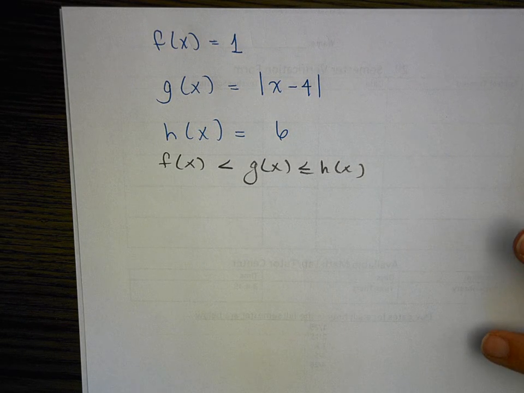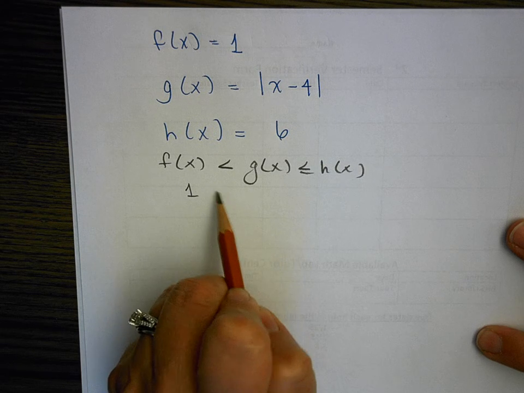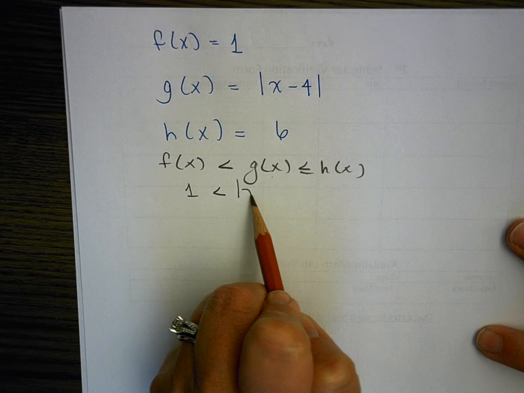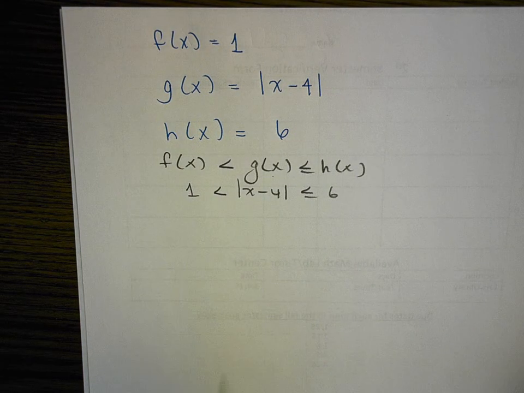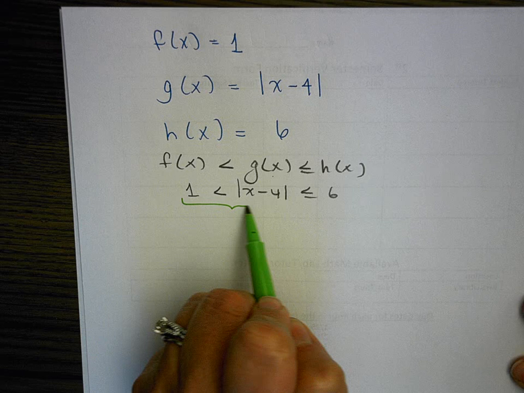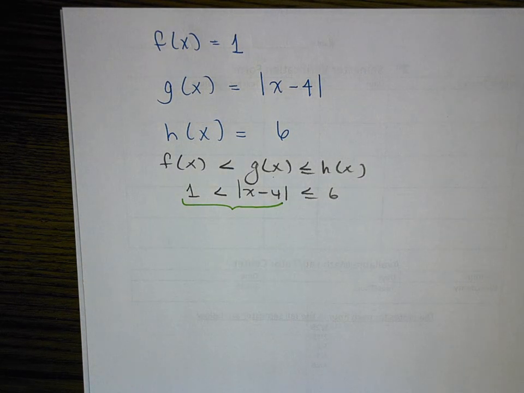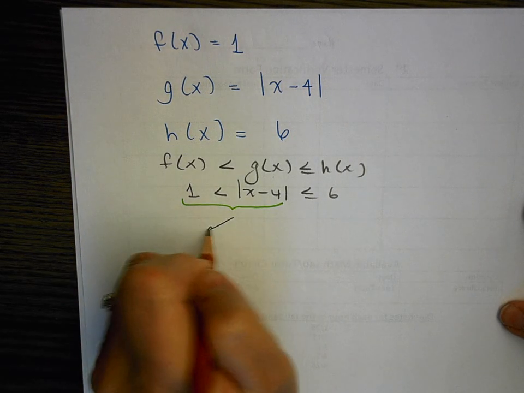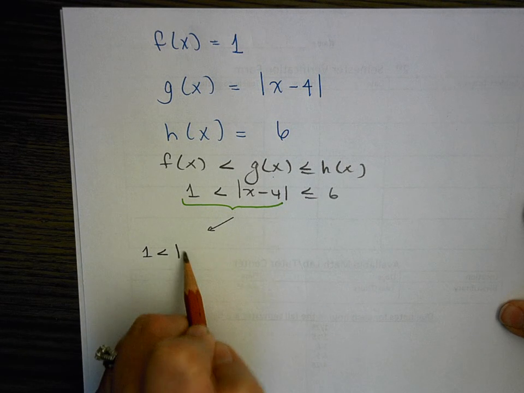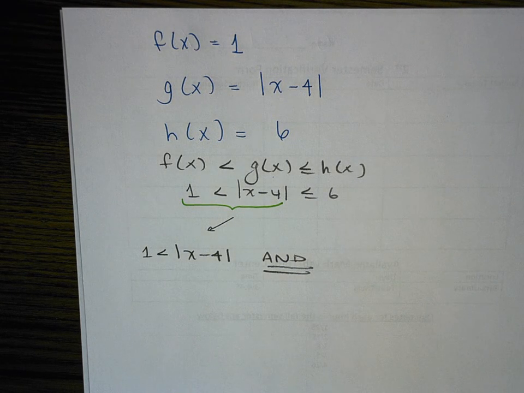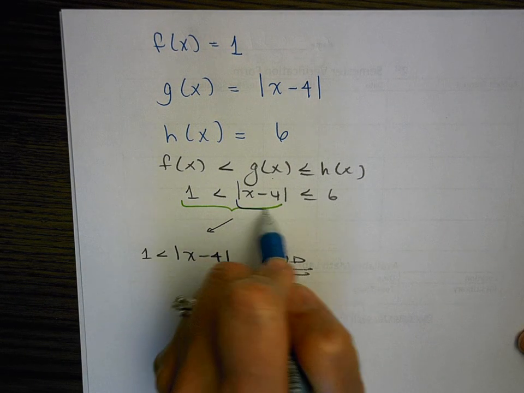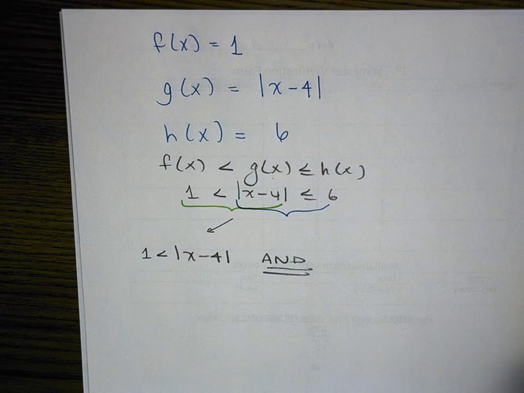All right, so I'm just going to evaluate this. So this would be 1 is less than, and then replace g of x, and then replace h of x. This is a combined inequality. I need to look at it though as two separate. So I'm going to start with that one over here. So this would be 1 is less than the absolute value of x minus 4. And this would be an and statement because that's the only inequality that would combine. And then from there, I want to take a look at the other part. So this part right here. And that's going to be a separate equation. So that's going to be a separate one.